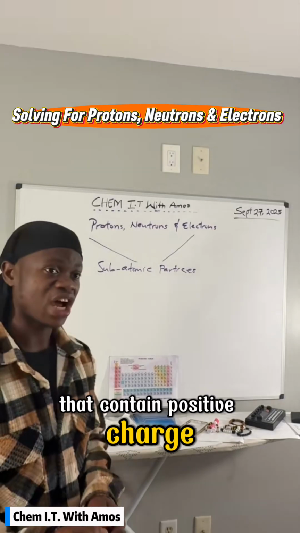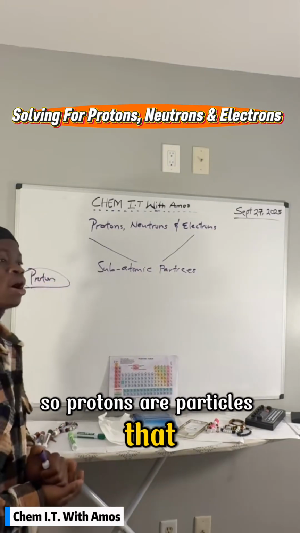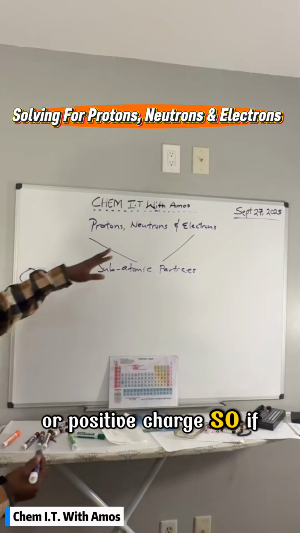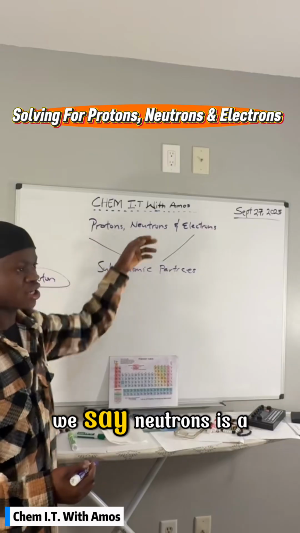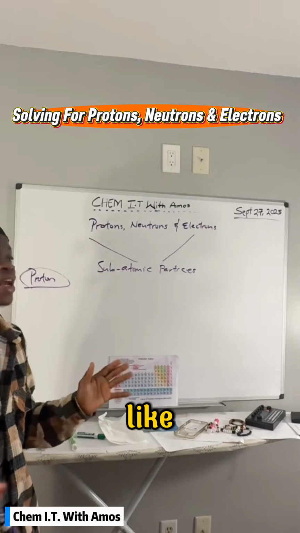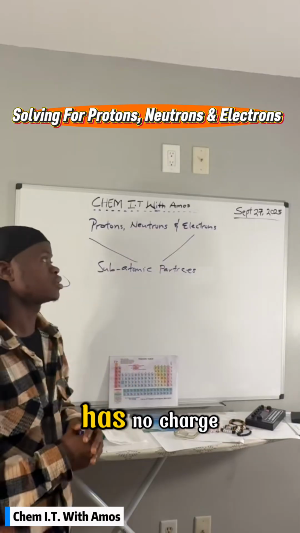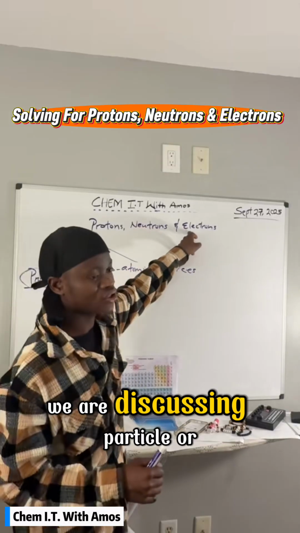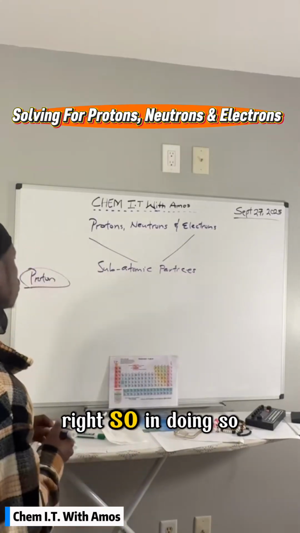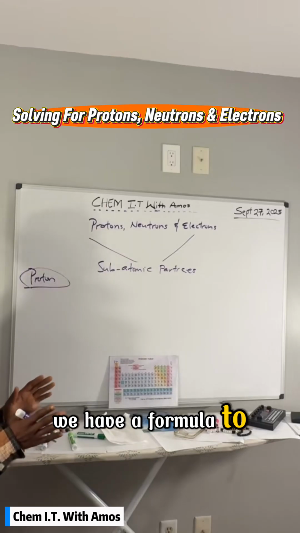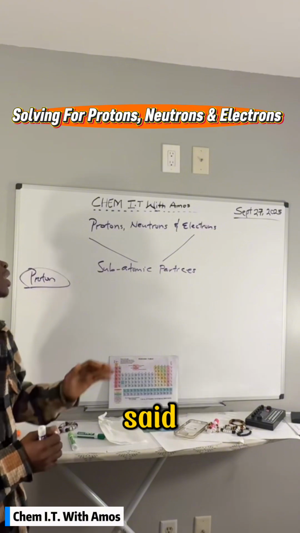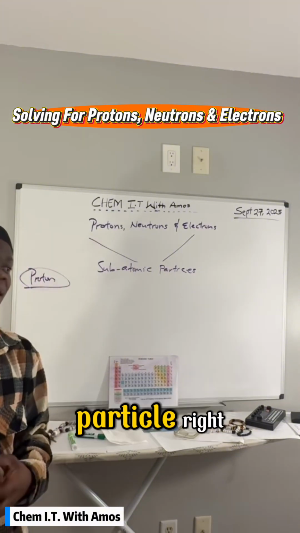that contain positive charge. So protons are particles that contain positive charge, right? If we are discussing neutrons, we say a neutron is a particle that has no charge. It's neutral. And when we say electrons, we are discussing particles or species that contain a negative charge, right? So in doing so, we have a formula to solve for protons, neutrons, and electrons. Like I said, they are the three subatomic particles, right?